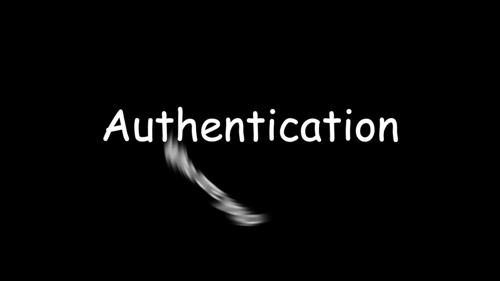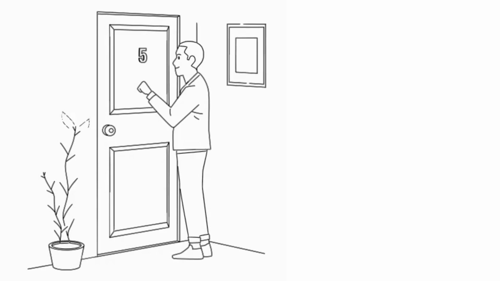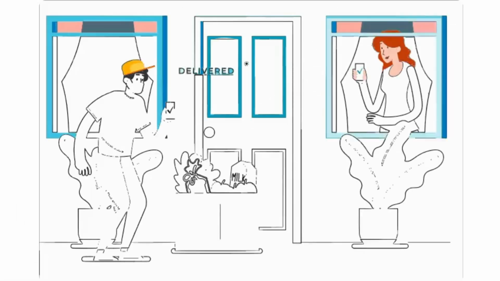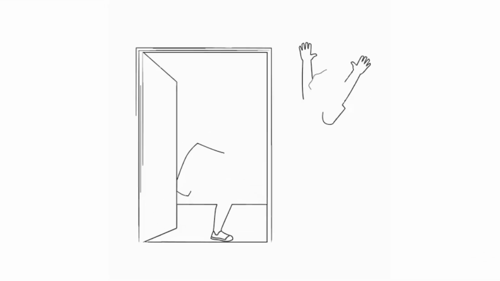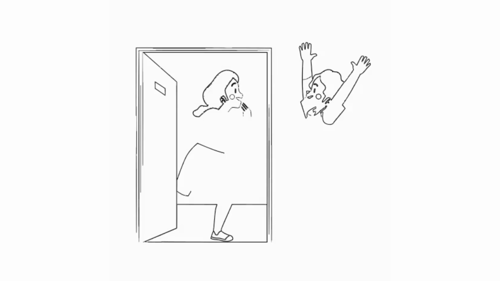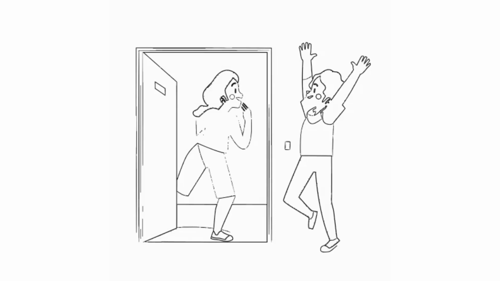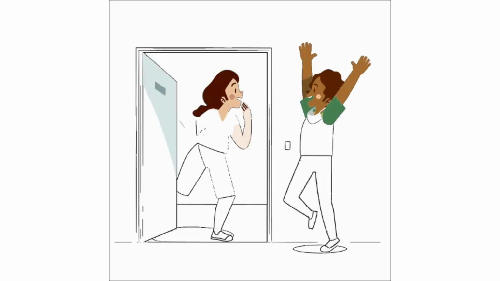First, let's talk about authentication, which answers the question, who are you? Think of this like someone knocking on your door. Before you let them in, you want to know, who is this person? Maybe they show you their ID, or you recognize their face and know they're your friend. This is how authentication works. It's all about verifying the identity of the person trying to get in.